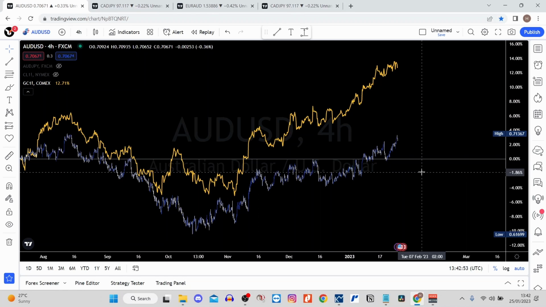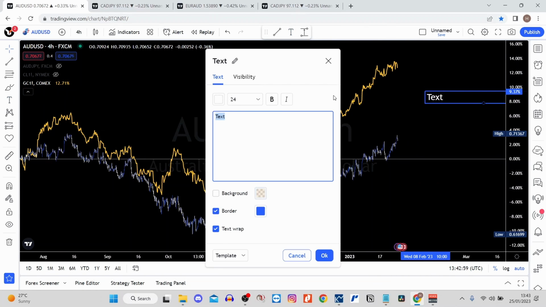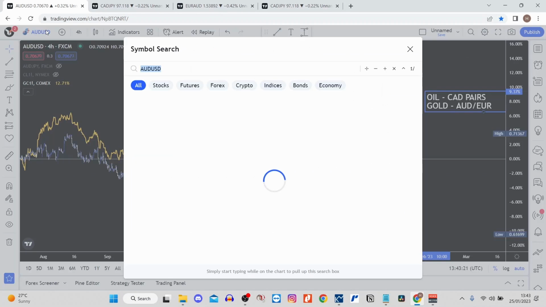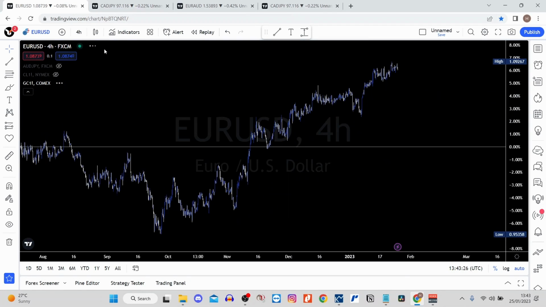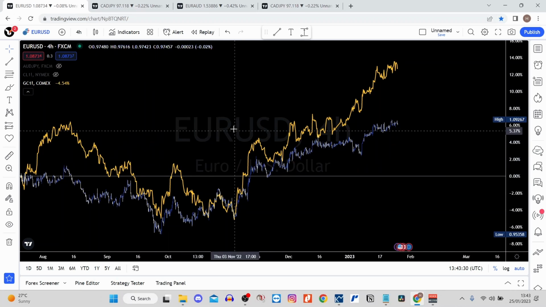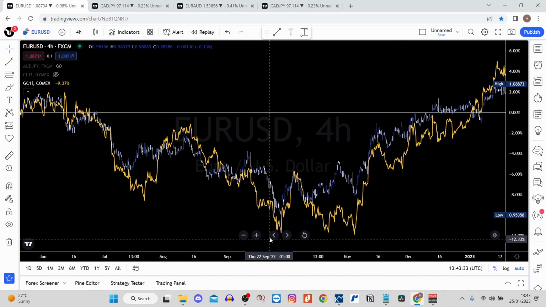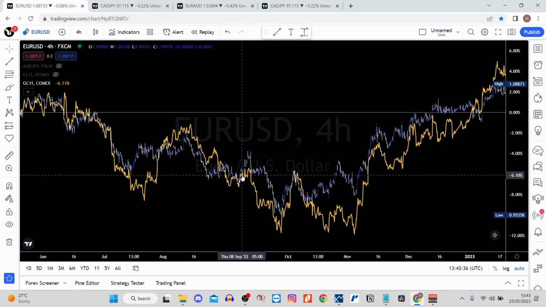So we covered oil and Canadian dollars. I'm just going to summarize it for you here, guys. Oil and CAD pairs, and gold and Aussie slash euro. Now, when I say slash euro, I just mean that I also changed this chart to euro US dollar. So I can use gold as well to trade the euro US dollar. As you can see, there's quite a high correlation.